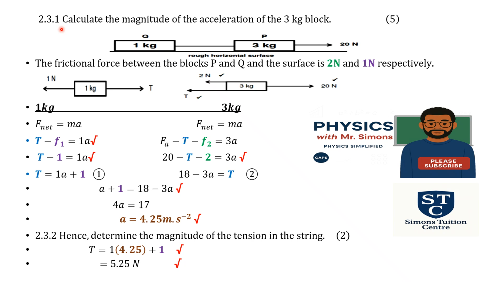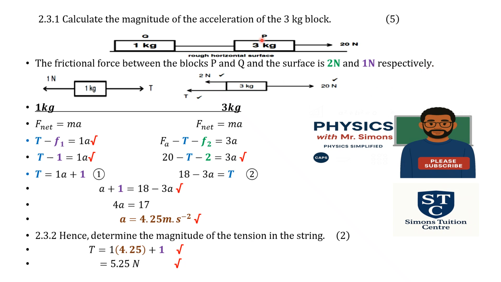Alright, so 2.3.1: calculate the magnitude of the acceleration of the 3 kg block. So we have the 3 kg there, and the 1 kg. If this object is accelerating, I assume you know the 1 kg must also accelerate because they're attached by a string. My applied force is 20 newtons. The frictional forces were given as 2 newtons and 1 newton respectively.